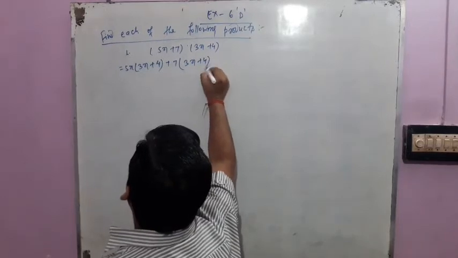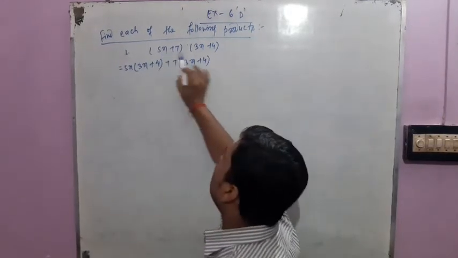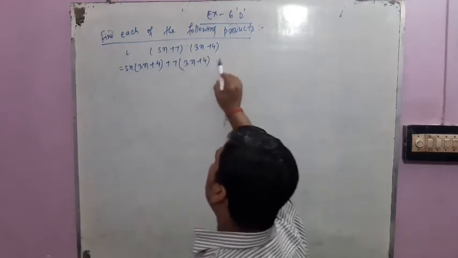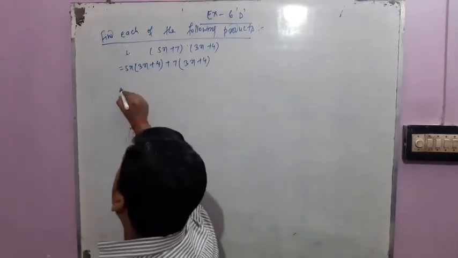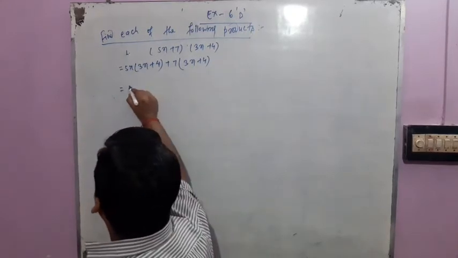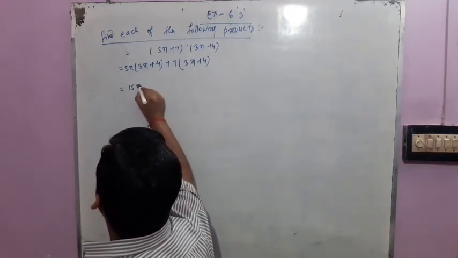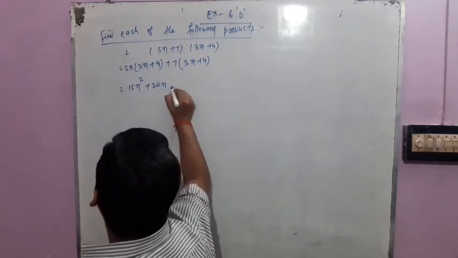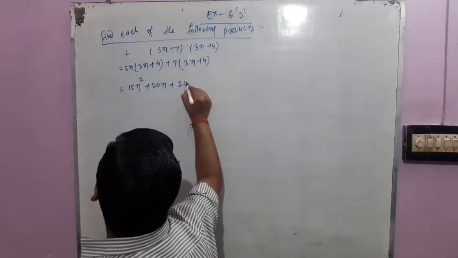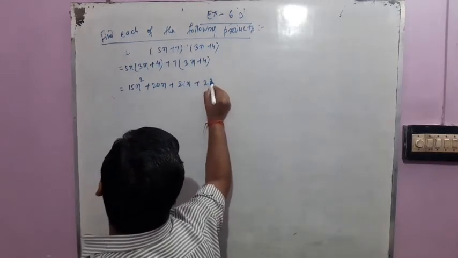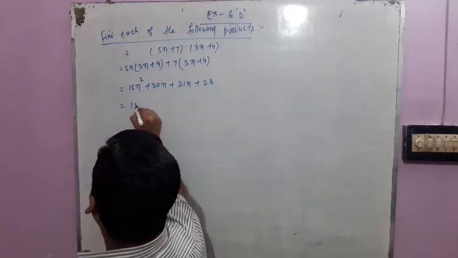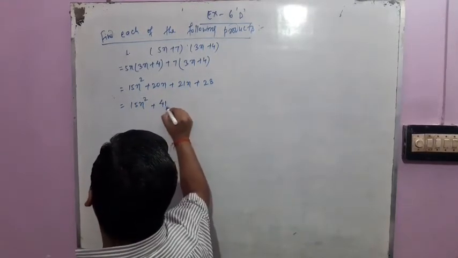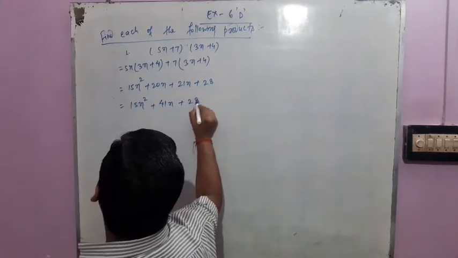Means with the first term of this binomial we multiply the whole binomial, and then with the second term of this binomial we multiply the whole binomial. Now multiply here. 5 3 the 15 and x into x, x square. 5 4 the 20 and x. 7 3 the 21 x and 7 4 the 28. Continuing here, 15x square, 20 and 21, 41x plus 28.